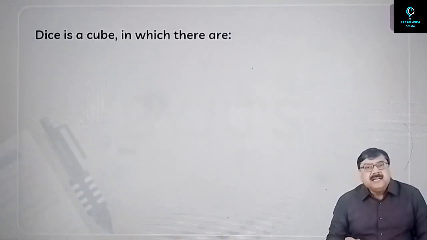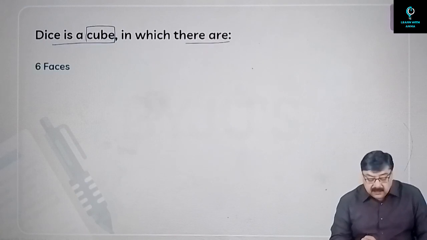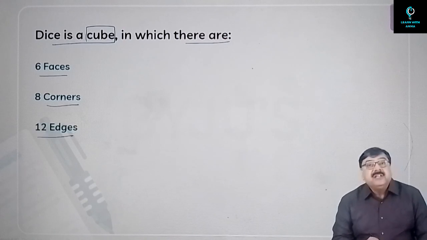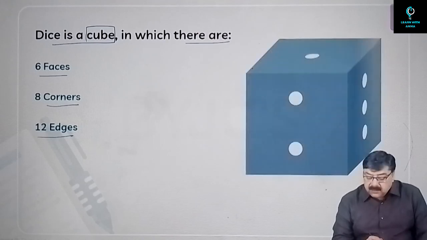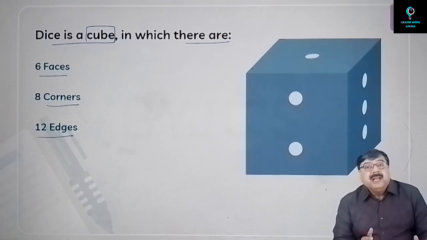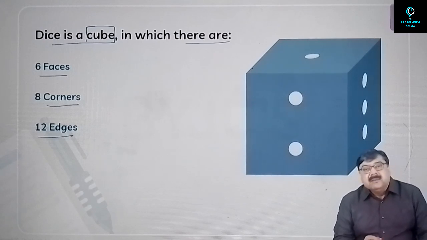Now first of all, what is a dice? Dice is a cube in which there are 6 faces, 8 corners and 12 edges. The same parameters we talked about in the session for cubes and cuboids. This is how a dice would look. This is a dice with which we play Monopoly, Ludo, Snakes and Ladders, and so many other games.